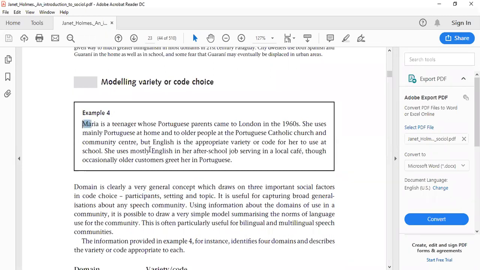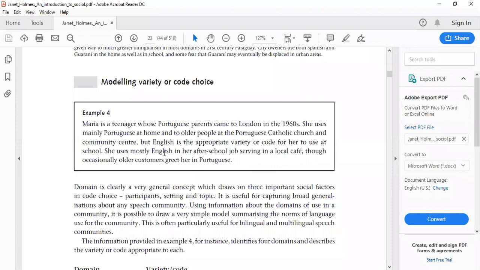Let's come to this example number 4. Maria is a teenager whose Portuguese parents came to London in the 1960s. She uses mainly Portuguese at home, and to older people at the Portuguese Catholic Church and Community Center, but English is the appropriate variety or code for her to use at school. She uses mostly English in her after school job, serving in a local cafe, though occasionally older customers greet her in Portuguese.